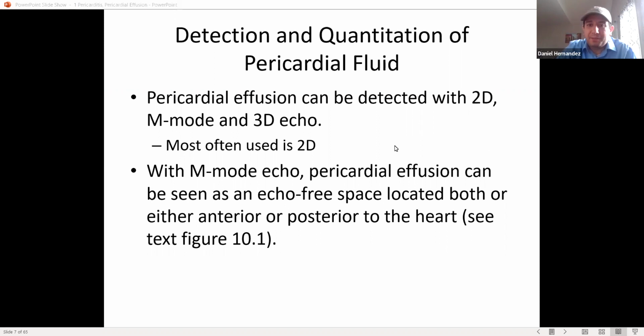Pericardial effusions, again, can be detected with 2D, M mode, and 3D. So most often it's going to be our 2D assessment. With M mode, pericardial effusions can be seen as an echo-free space located either anterior or posterior to the heart.